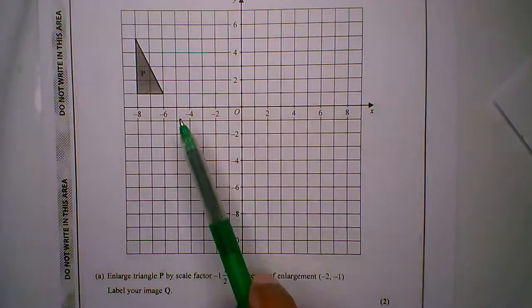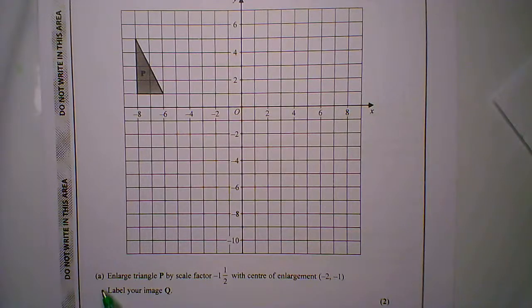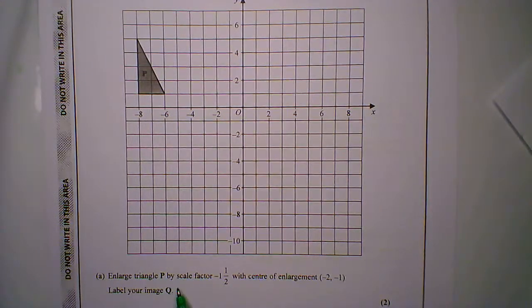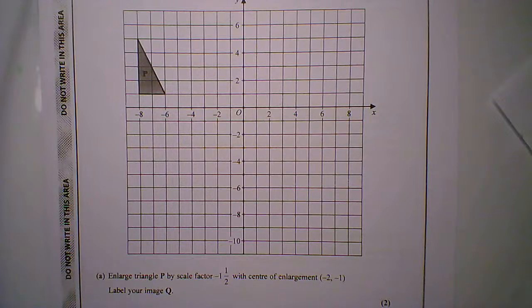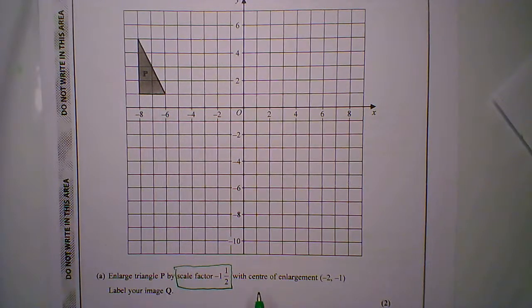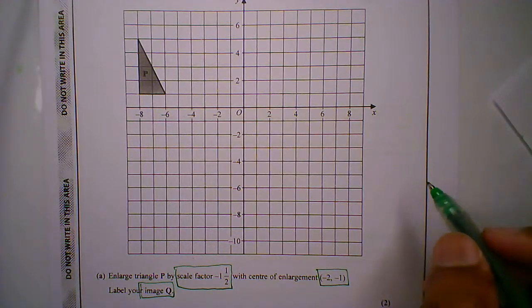Question 18A, we have a diagram here. Part A, enlarge triangle P by scale factor -1.5. So this is important. With center of enlargement -2, -1. Label your image Q. So a few things we need to do with this question.